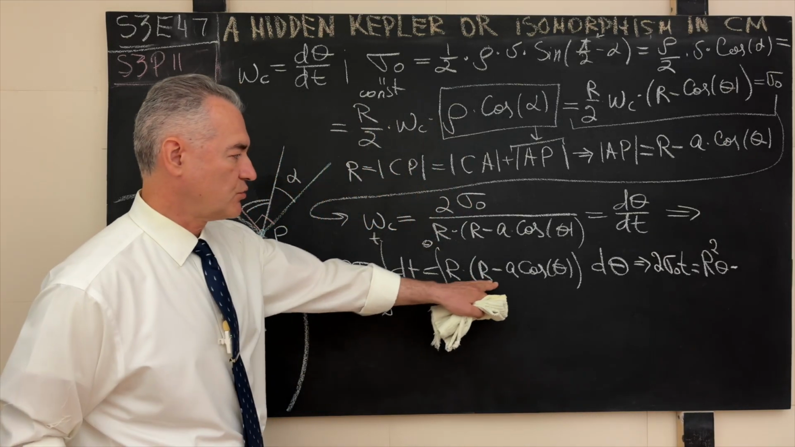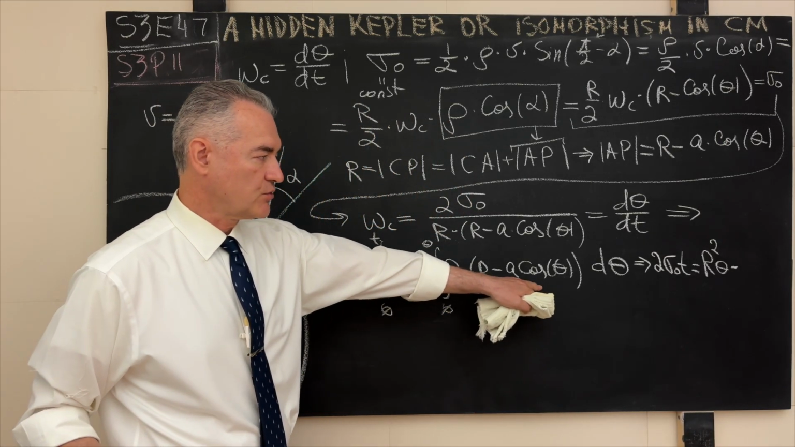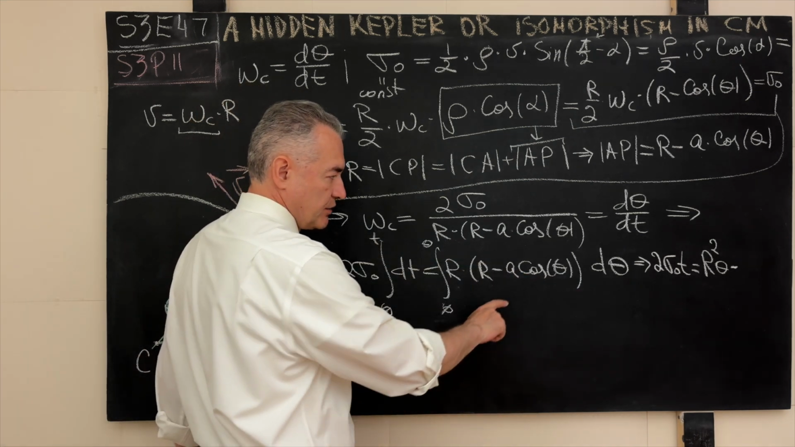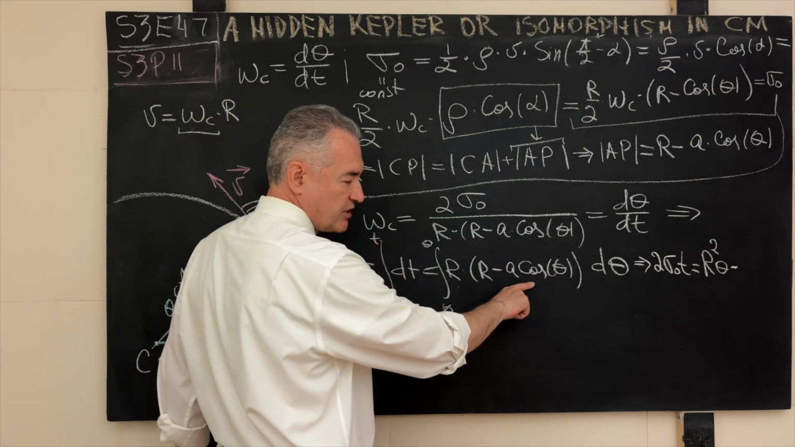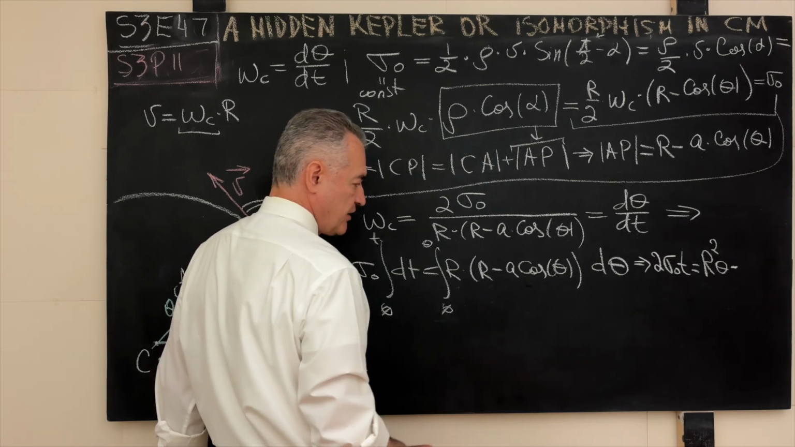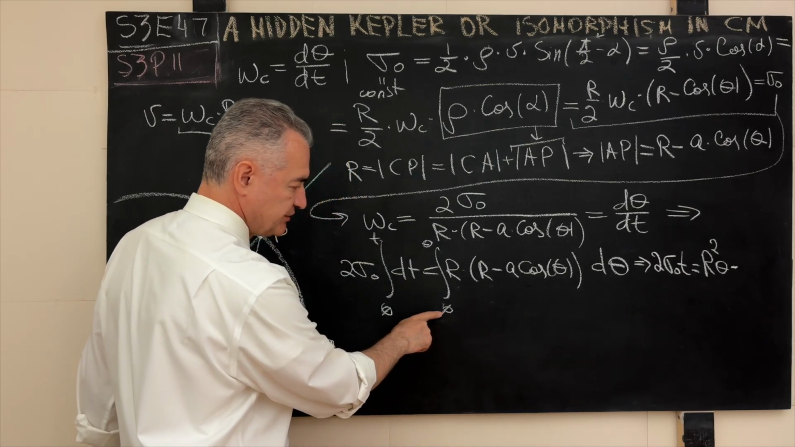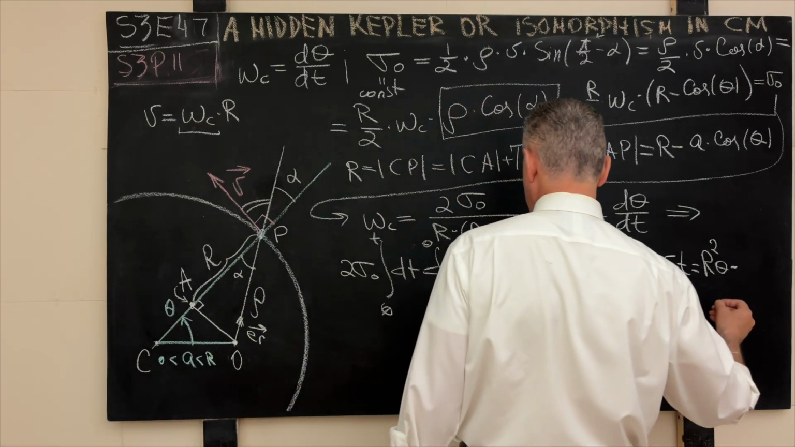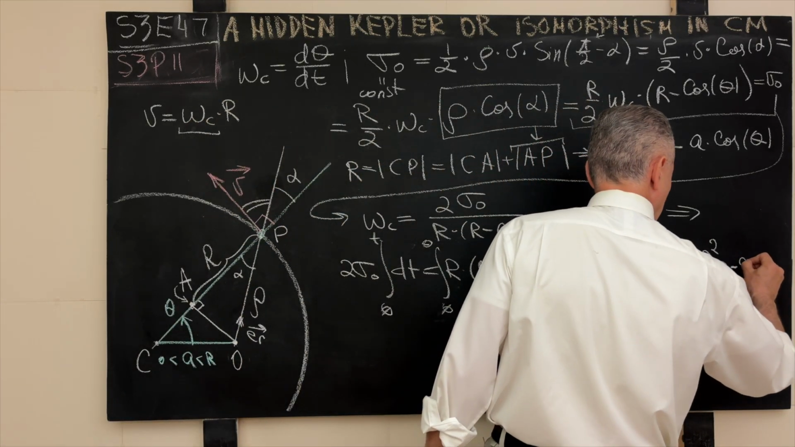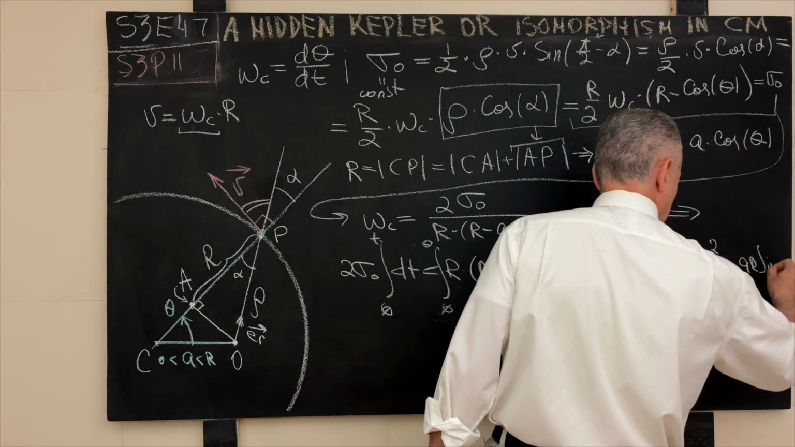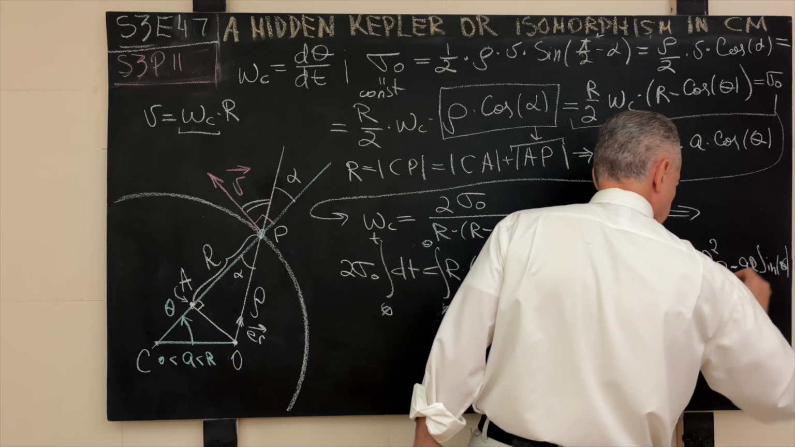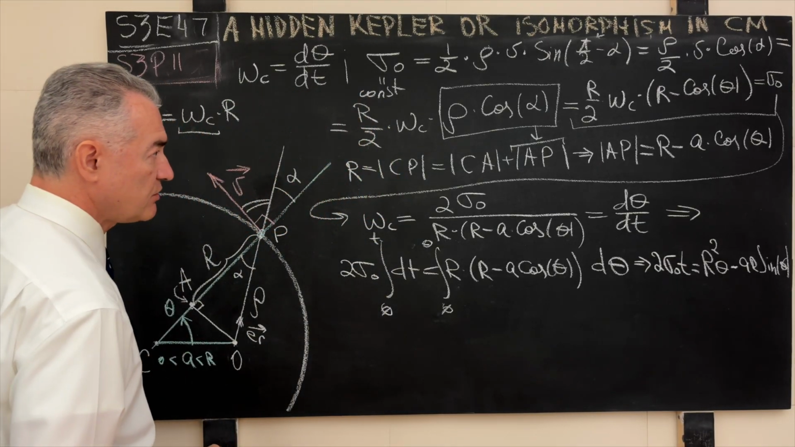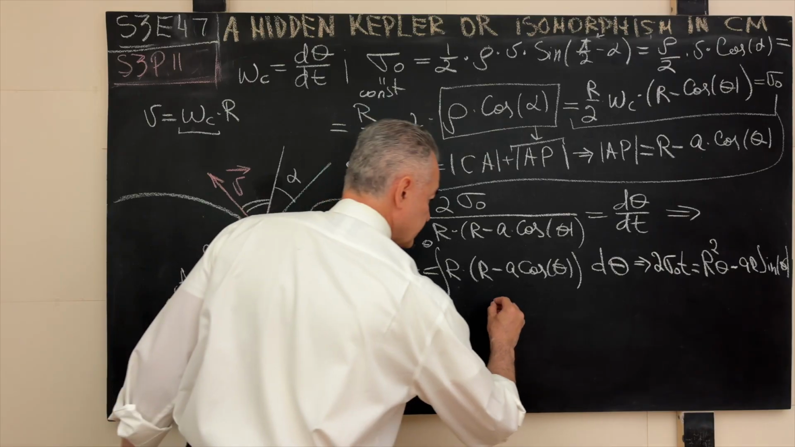we have the minus over here, the integral of cosine of theta d theta. This is a trivial integral. It is equal to the trigonometric function sine of theta, evaluated between boundaries 0 and theta. Sine at 0 is 0, so we get minus a r sine of angle theta. So let's write down this equation over here in this form.